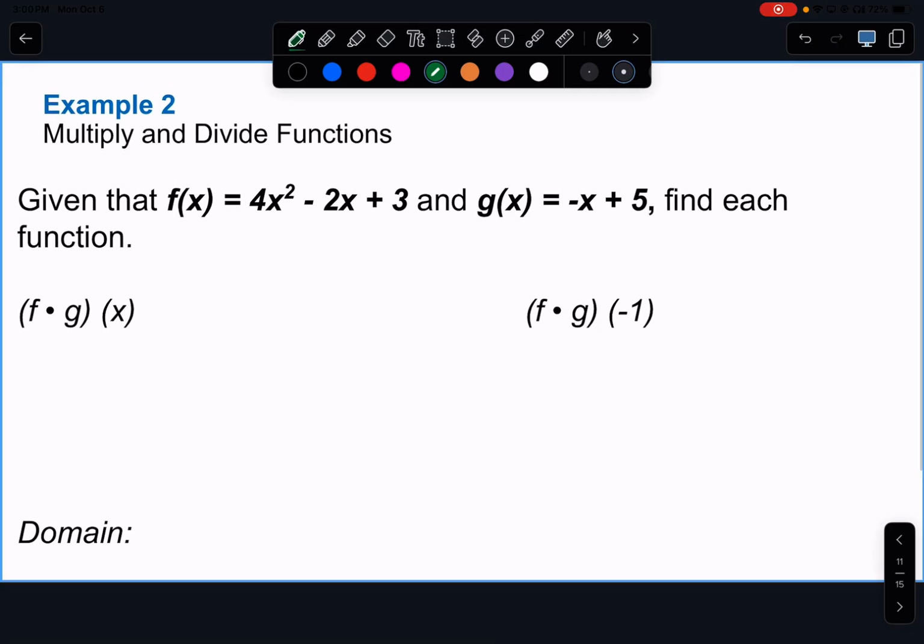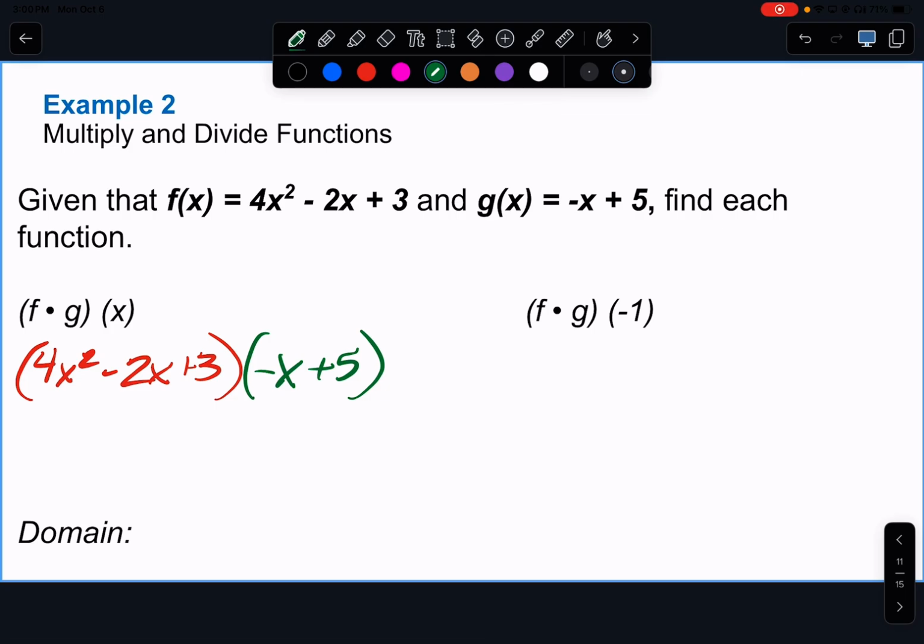Okay, now we're going to multiply. This does get a little funky. And not funky hard, it's just funky with a lot going on. So let's take our first one, 4x squared minus 2x plus 3. Just like that. Then we're going to take our next one, negative x plus 5.